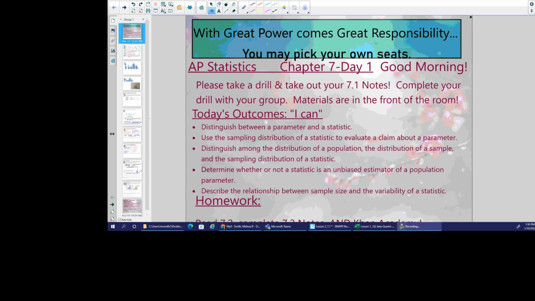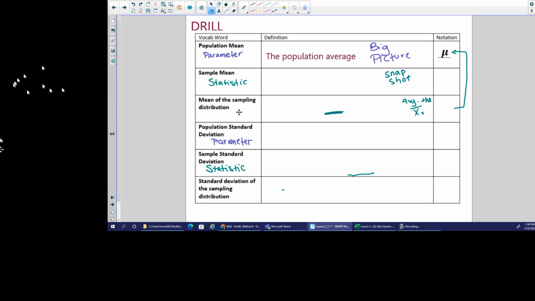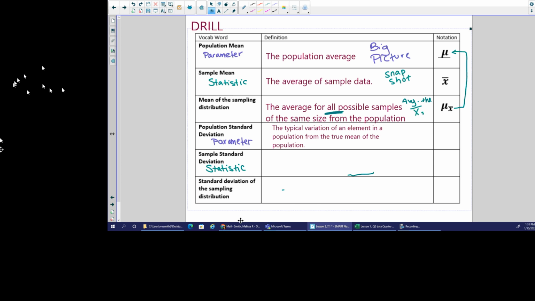Here's our recap on 7.1 and our introduction into sampling distribution. As you see on the screen, these were our outcomes for today: that we would be able to distinguish between a parameter and a statistic. If you weren't in class, what we did first was a drill where we cut out definitions and notation, and we really thought about the difference between all of these definitions and the notation.